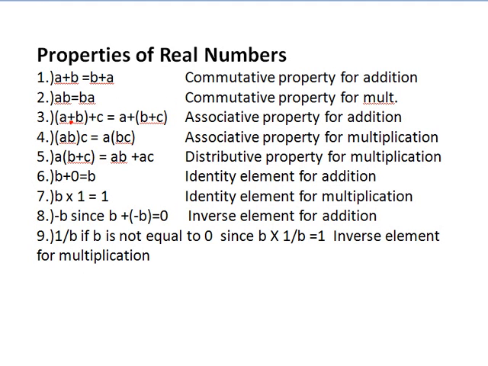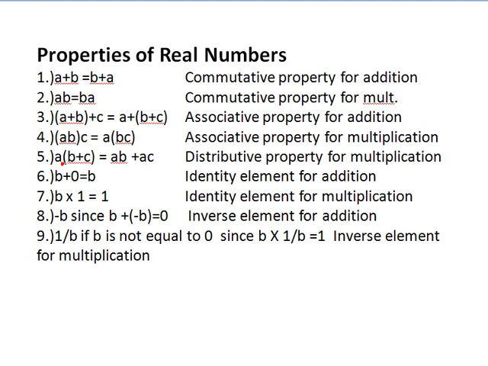Now here we refer to the grouping of the numbers. We can group a plus b and then add c. That'll be equal to a plus the group b plus c. We can really group any two numbers, and they are equal. That is the associative property for addition. It's the same thing for multiplication. We can group any two numbers out of the three, and they remain equal. The associative property for multiplication.